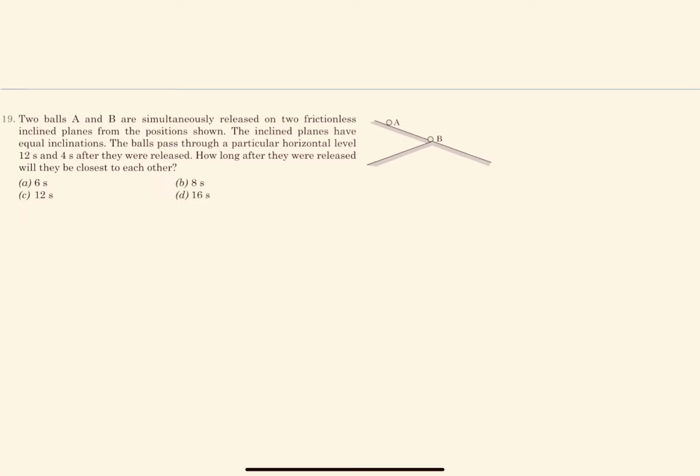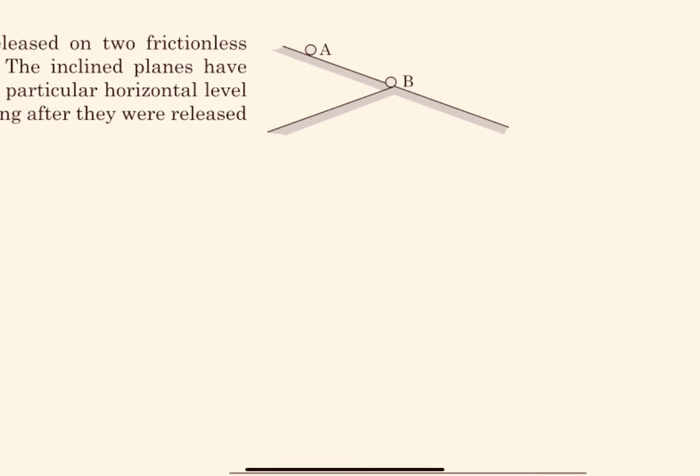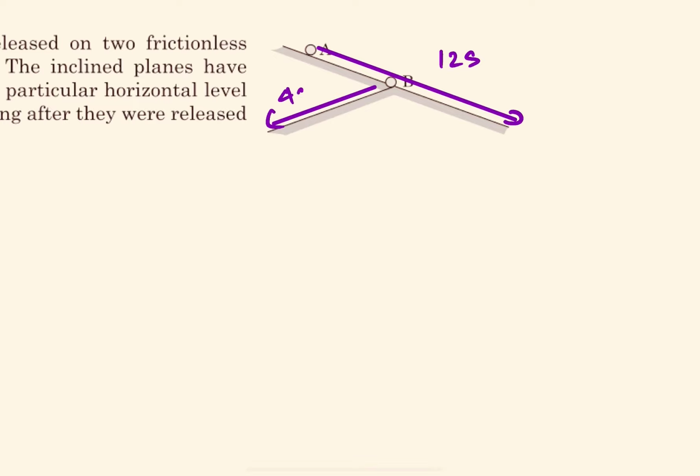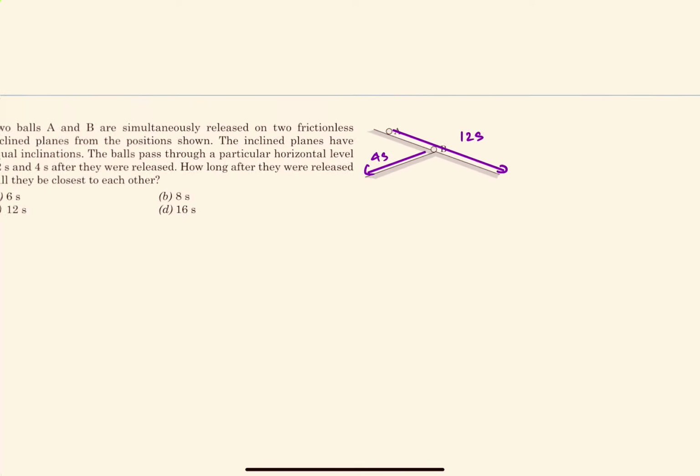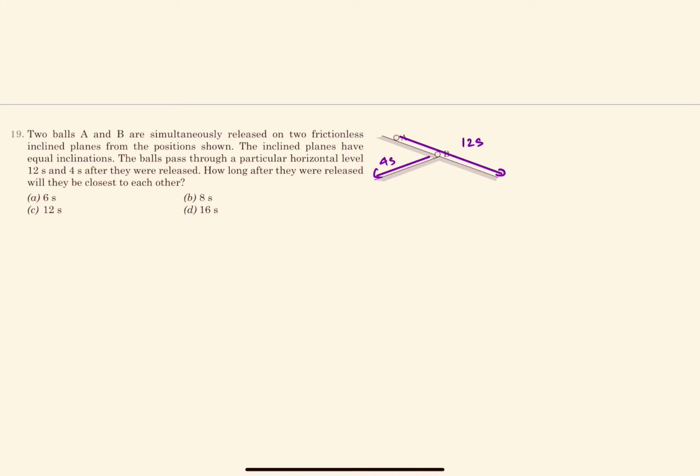Okay, so there is some horizontal level through which both the balls pass through at some time, and the times are given. It is 12 seconds for the first one and 4 seconds for the second one. How long after they were released will they be closest to each other? So we have to find the time at which they will have minimum separation.